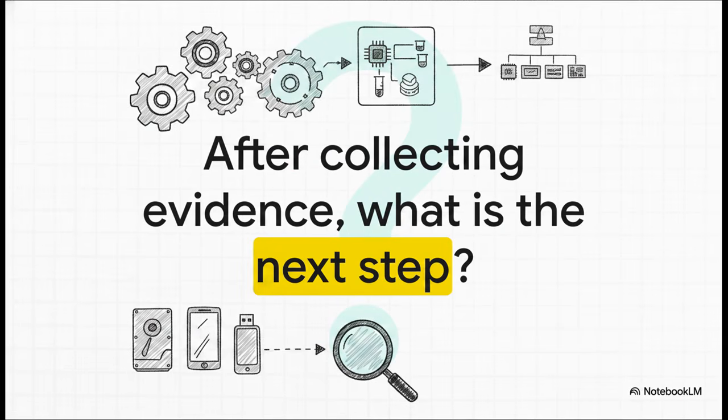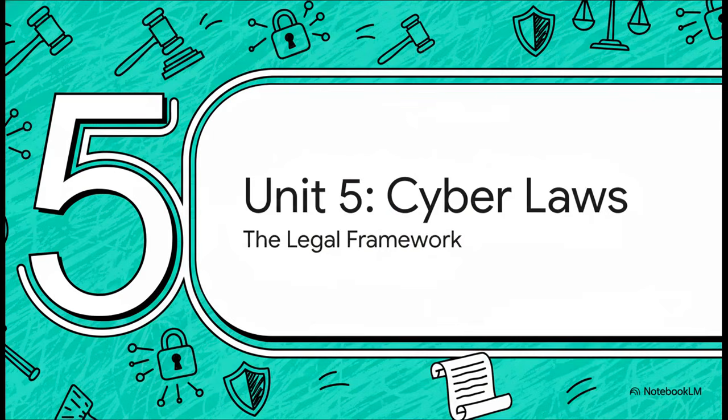Quick knowledge check for Unit 4. After digital evidence is found and collected, what is the immediate next step in the life cycle? You've got to process the evidence. Finally, Unit 5, Cyber Laws. Let's look at the legal framework that makes prosecuting these crimes possible.